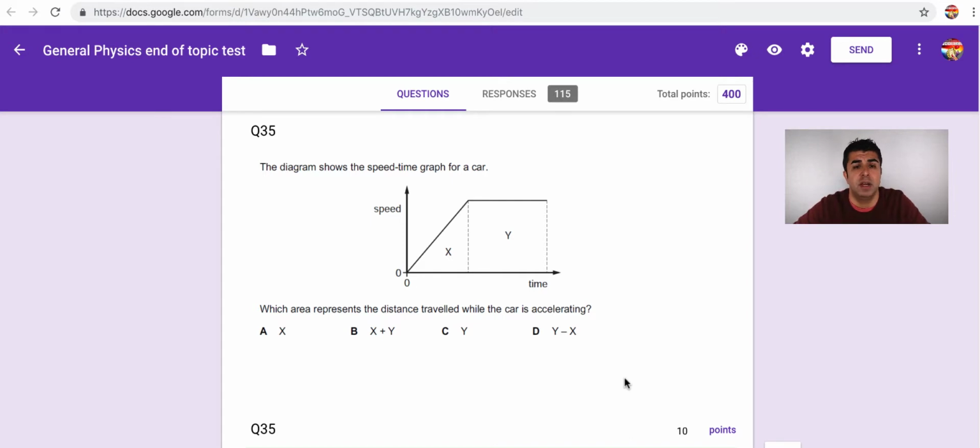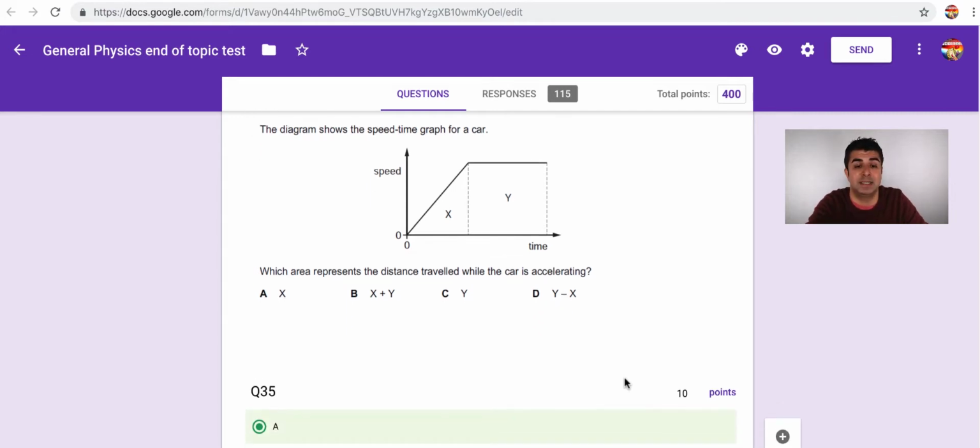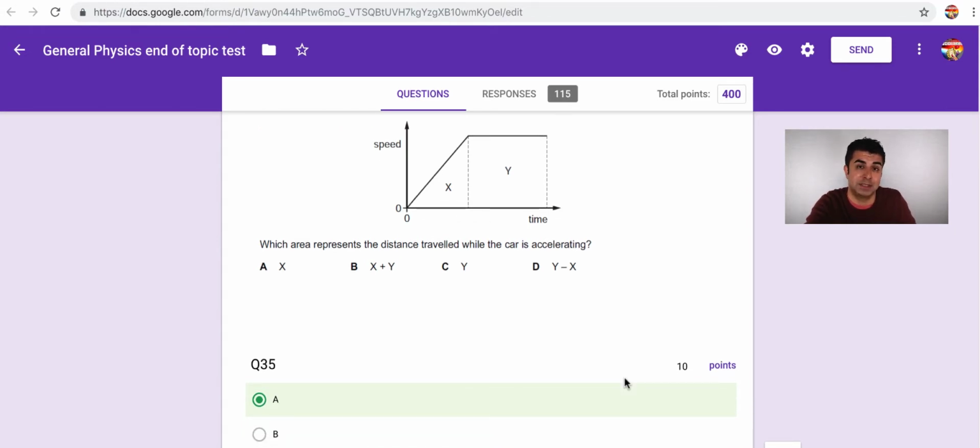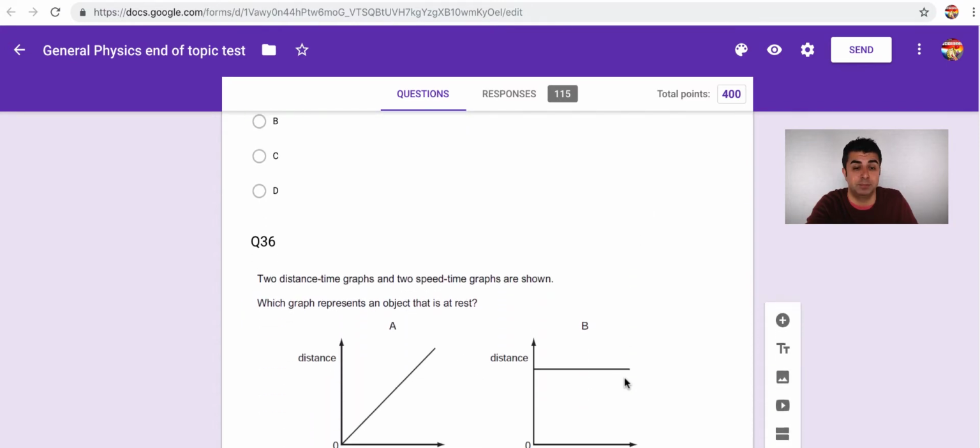Question 35. The diagram shows the speed time graph of a car. Which area represents the distance travelled while the car is accelerating? Well, the car's only accelerating in the first part, in the triangle X. So the distance is the area under the graph, which means that it's A. The distance for the entire journey would be X plus Y, and the distance while it's travelling at a constant speed would be Y. But whilst it's accelerating, it's only area X, so the answer is A.